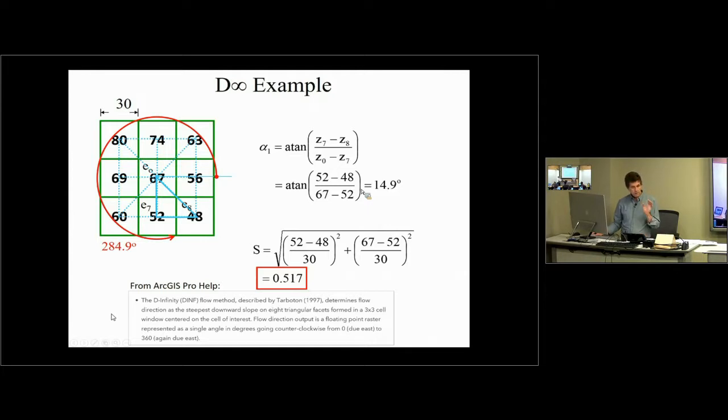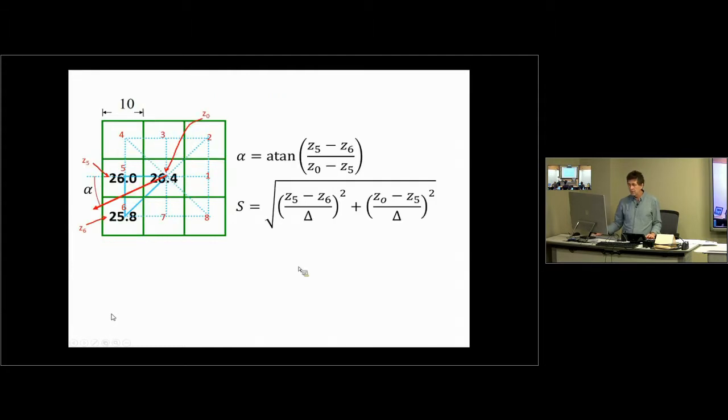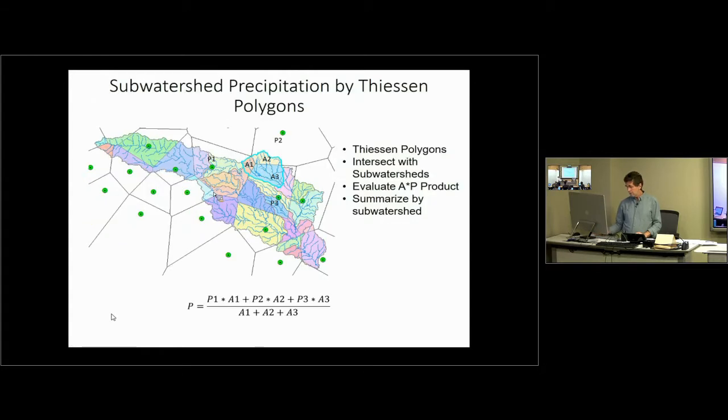So for the data that I've given you in the exercise, I'm also giving you a hint that you only have to worry about this triangle. You don't have to worry about the other one. So I'm sort of shortcutting it for you a little bit. And the values that I'm referring to with Z5, Z6, and so on are the elevations of cell number 5, the elevation of cell number 6, and the center cell, Z0, is this 26.4. So just working with the values 26.4, 26, and 25.8, plugging them into that formula, you can get this angle alpha, and you can get the magnitude of the slope, and you're going to have to add this alpha to 180 to get the value that will be the angle that D-infinity reports. So any questions?